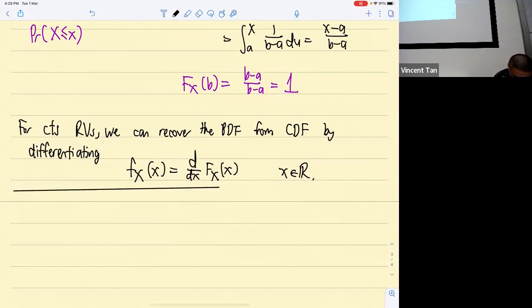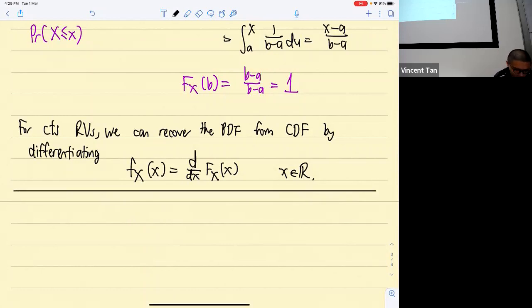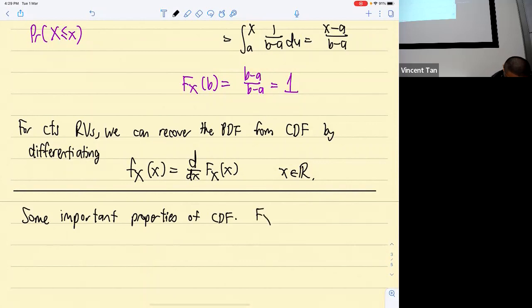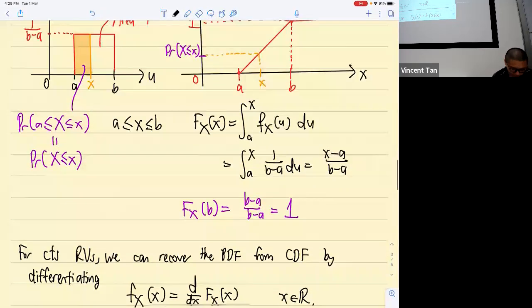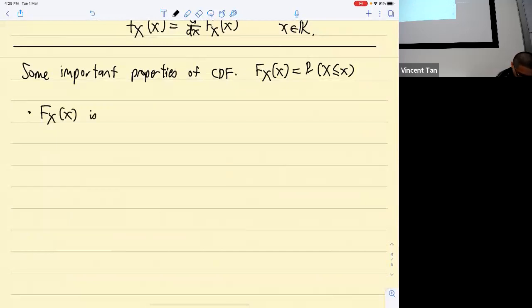Now, I want to mention some very important properties of the CDF, properties that you should internalize, of any CDF. The CDF is defined as F of x, which is the probability that X is less than or equal to x. Number one, F_X, the CDF, is monotonically non-decreasing.